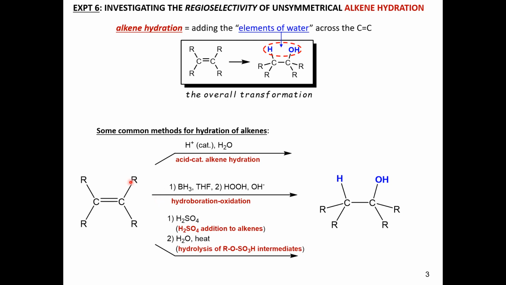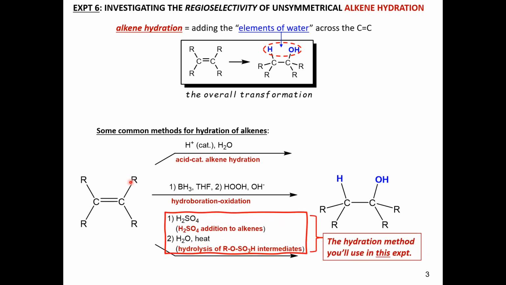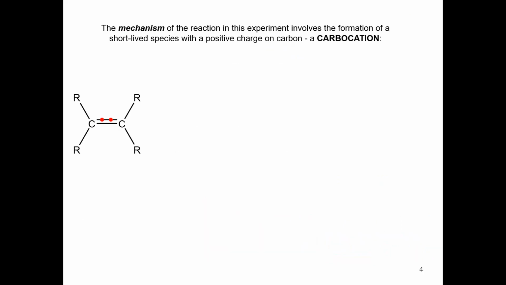A third method involves treatment of the alkene with a stoichiometric amount of sulfuric acid, not a catalytic amount, to afford alkyl hydrogen sulfate intermediates that are then hydrolyzed to afford the alcohol product. This is the hydration method you'll use for this experiment. The mechanism of the reaction in this experiment involves the formation of a short-lived species with a positive charge on carbon called a carbocation.